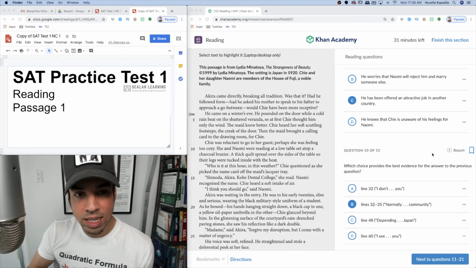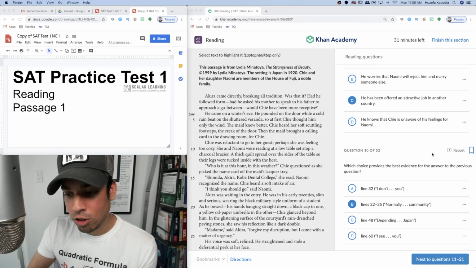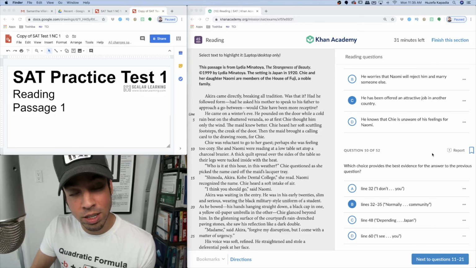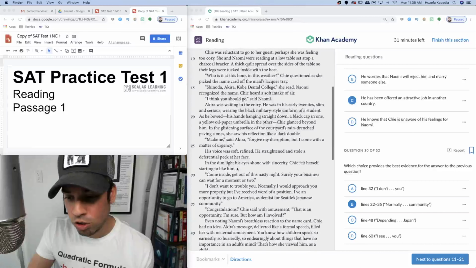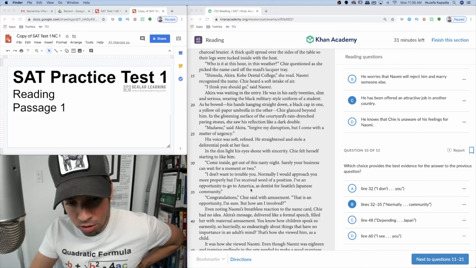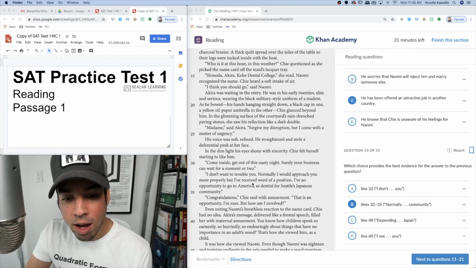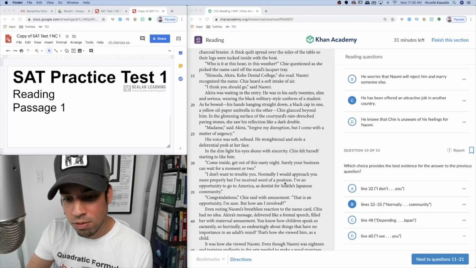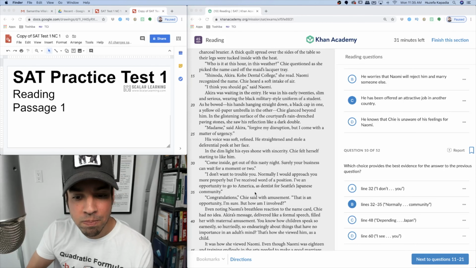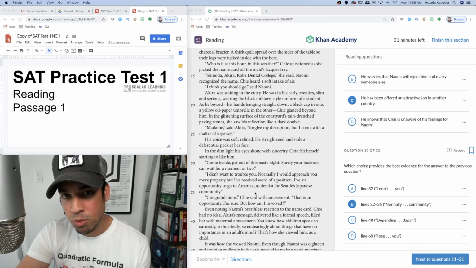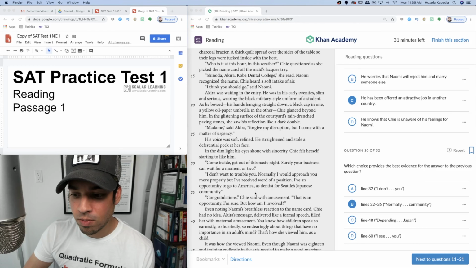And now again, we have this nice pairing where we're forced to give our justification. If we don't find the right justification, then we're in trouble. But if you go to 32 through 35, you can see it's clearly right. "I don't want to trouble you. Normally, I would approach you more properly, but I've received word of a position. I have an opportunity to go to America as dentist for Seattle's Japanese community." Done. No question. And there it is.